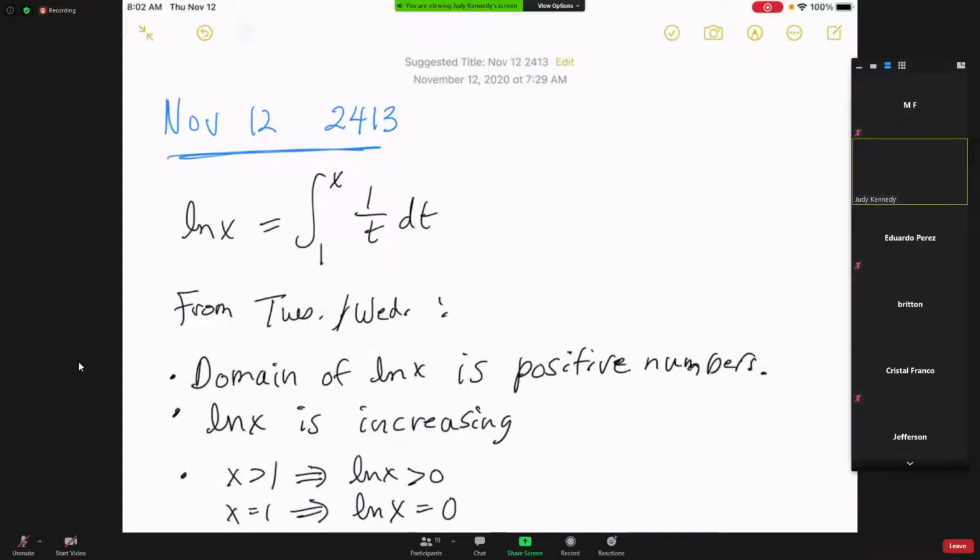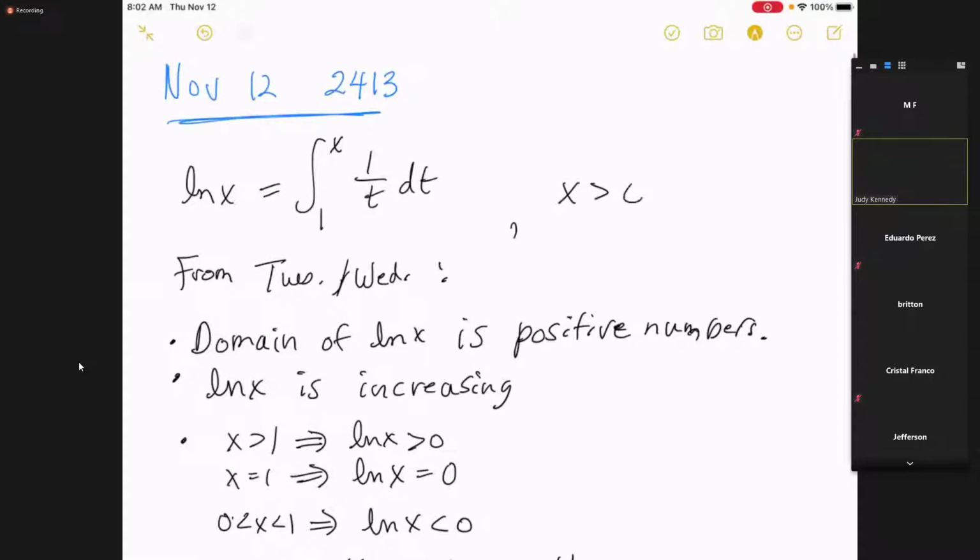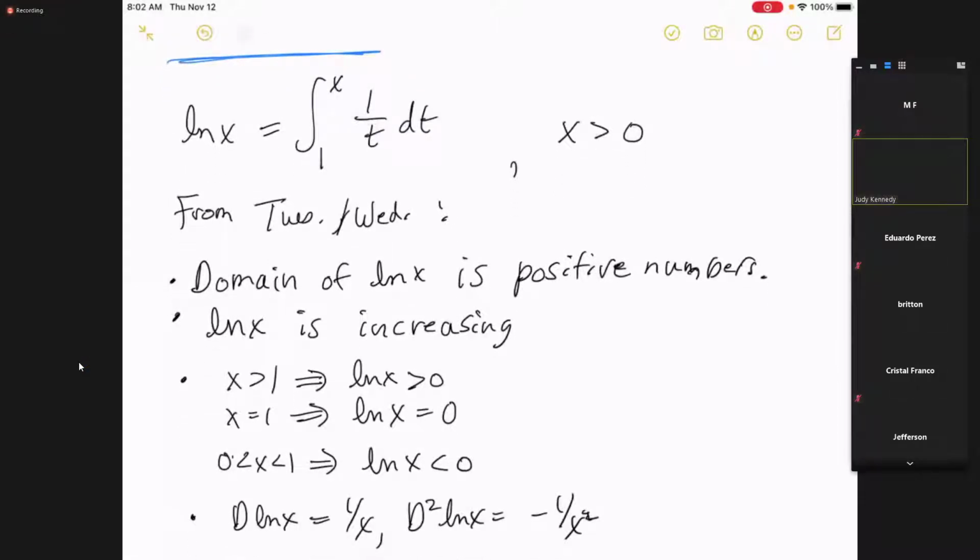All right, so we've made this definition, the natural logarithm. ln of x is the definite integral from 1 to x of 1 over t dt, and I should say x must be positive. Okay. And we've been talking about this probably more than you would have liked, but we've been looking at this yesterday and Tuesday, and we know that the domain of the natural log function is positive numbers.